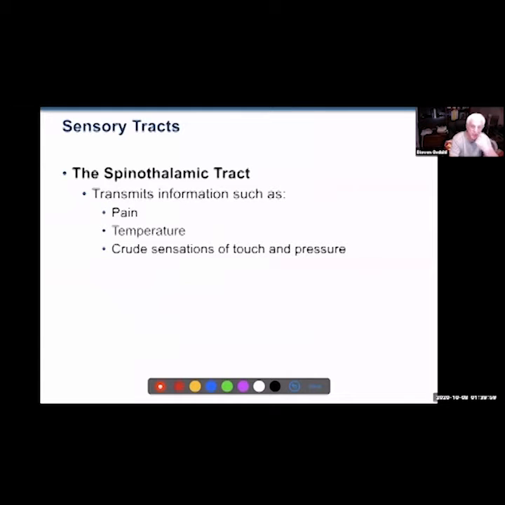The spinothalamic tract runs from your spinal cord to the thalamus. That transmits information. It transmits pain, temperature, and crude sensations of touch and pressure. Those are sensations that are transmitted into the central nervous system by the spinothalamic tract.